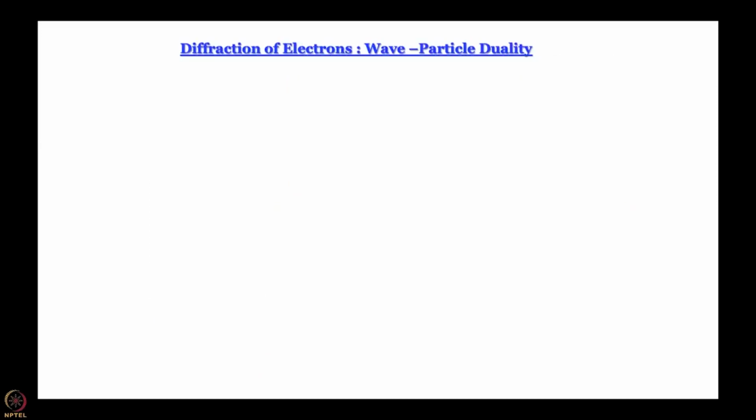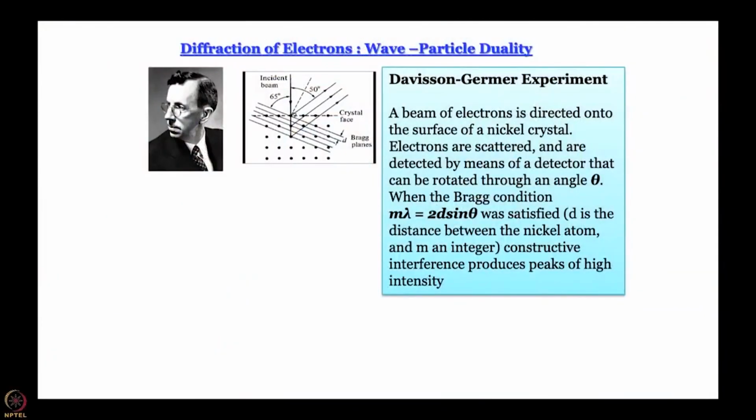First, let us talk about the experiments that led to the realization that indeed matter can have wave-like nature, and those experiments are of electron diffraction. As we have said in the last module, diffraction is a sure shot sign of waves. Only when something has wave nature can it exhibit diffraction, can it give you fringes. So, we are going to talk about two experiments, very similar experiments actually. The first one, Davisson-Germer experiment.